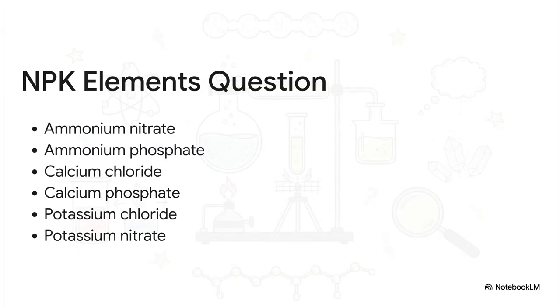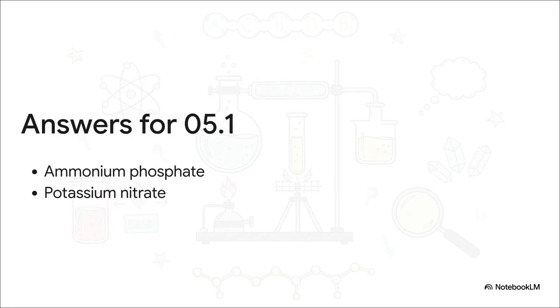So, the question is asking which 2 of these compounds contain 2 of the essential NPK elements, nitrogen, phosphorus, and potassium. Here are your options: ammonium nitrate, ammonium phosphate, calcium chloride, calcium phosphate, potassium chloride, and potassium nitrate. Have a quick look. Which 2 would you tick? And the 2 correct answers, pulled directly from the official mark scheme, are ammonium phosphate and potassium nitrate.